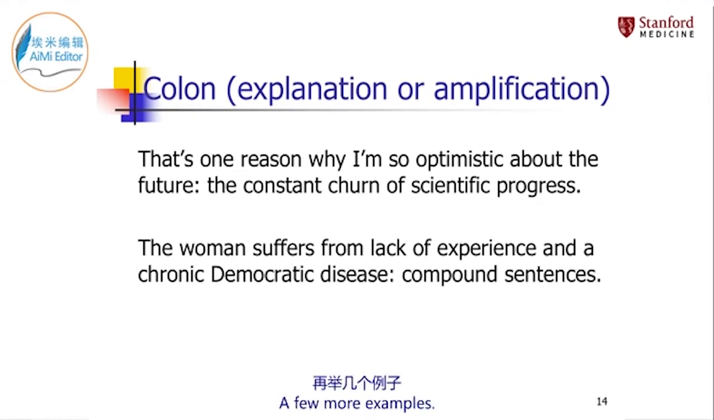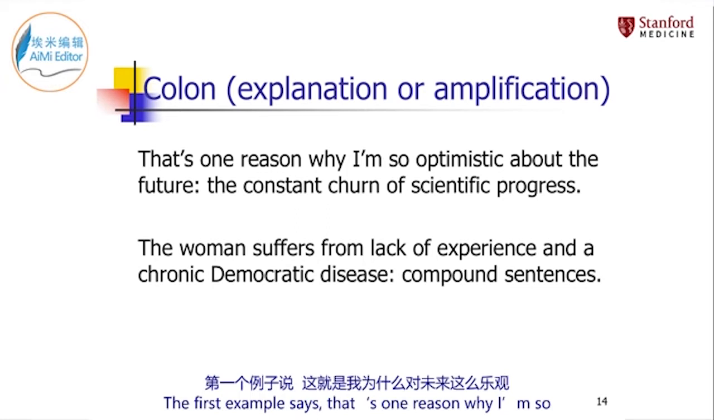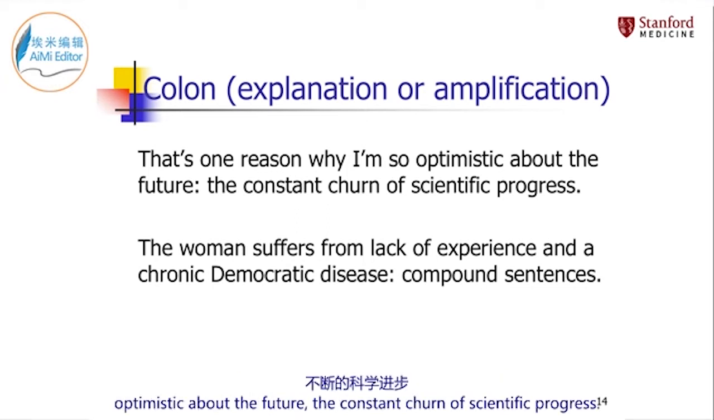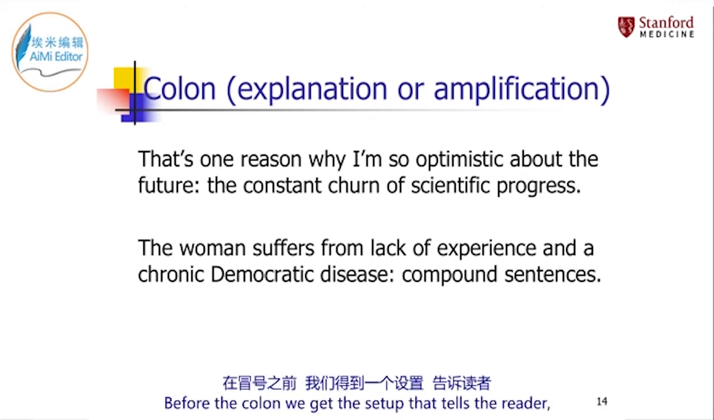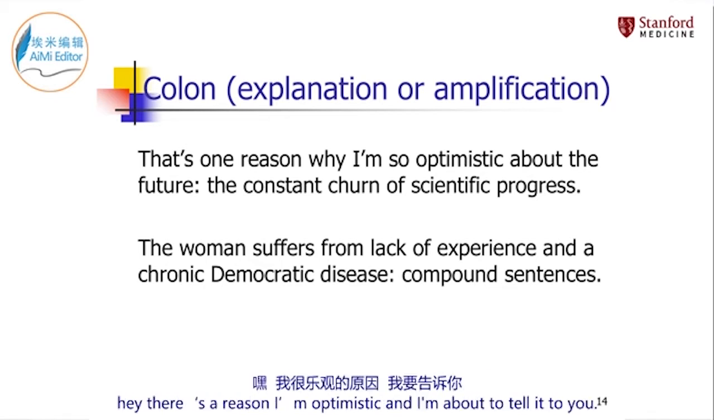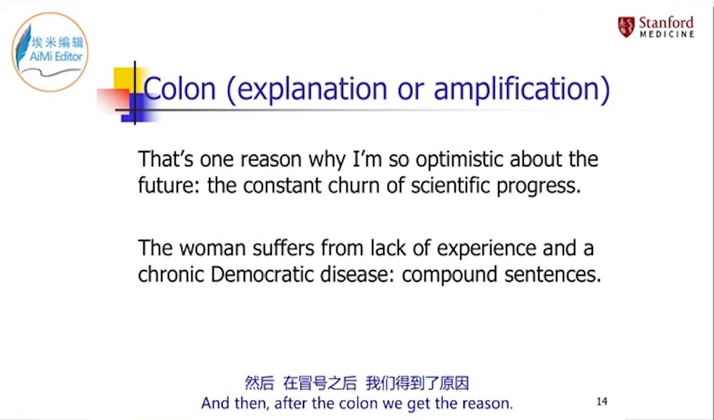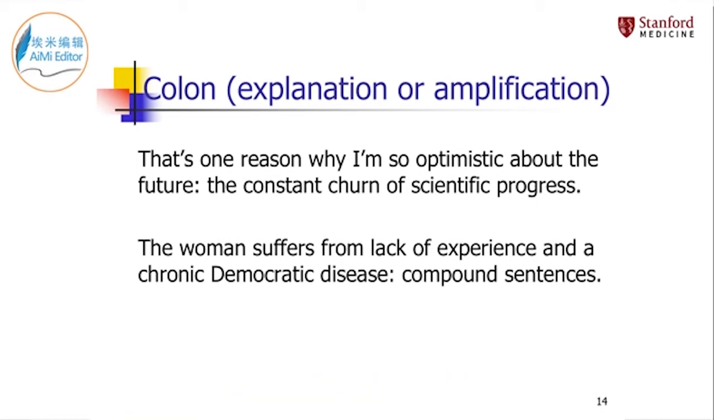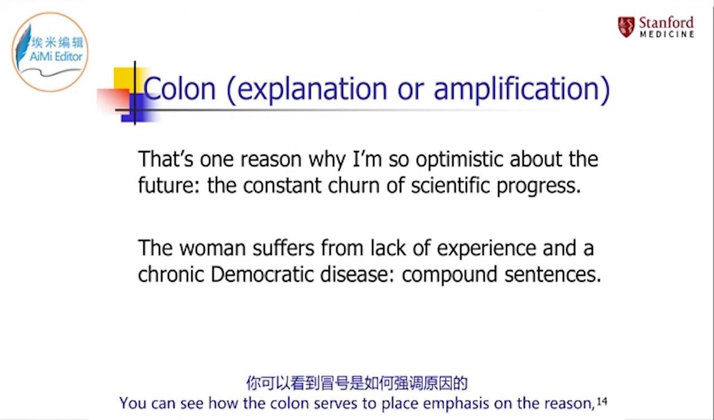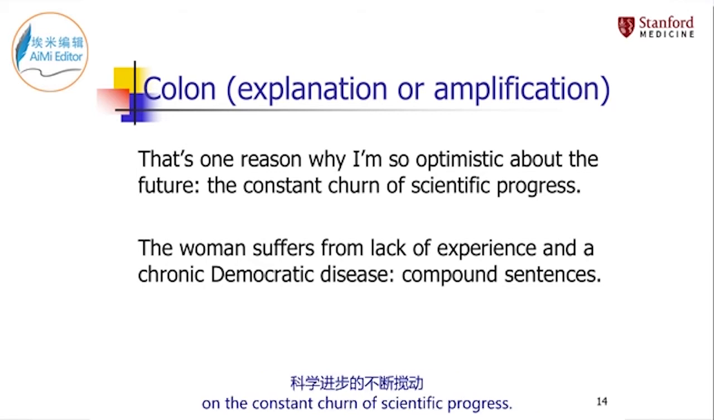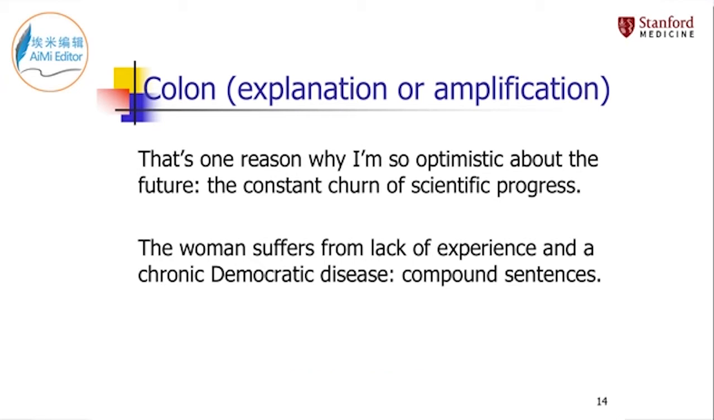A few more examples. The first example says, that's one reason why I'm so optimistic about the future: the constant churn of scientific progress. Before the colon, we get the setup that tells the reader, hey, there's a reason I'm optimistic and I'm about to tell it to you. And then after the colon, we get the reason. You can see how the colon serves to place emphasis on the reason, on the constant churn of scientific progress.